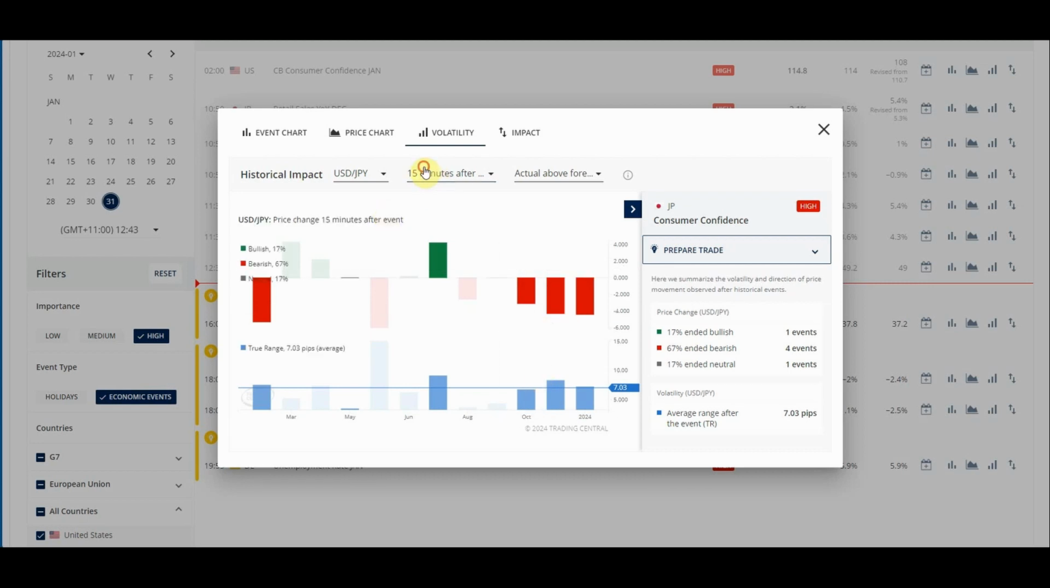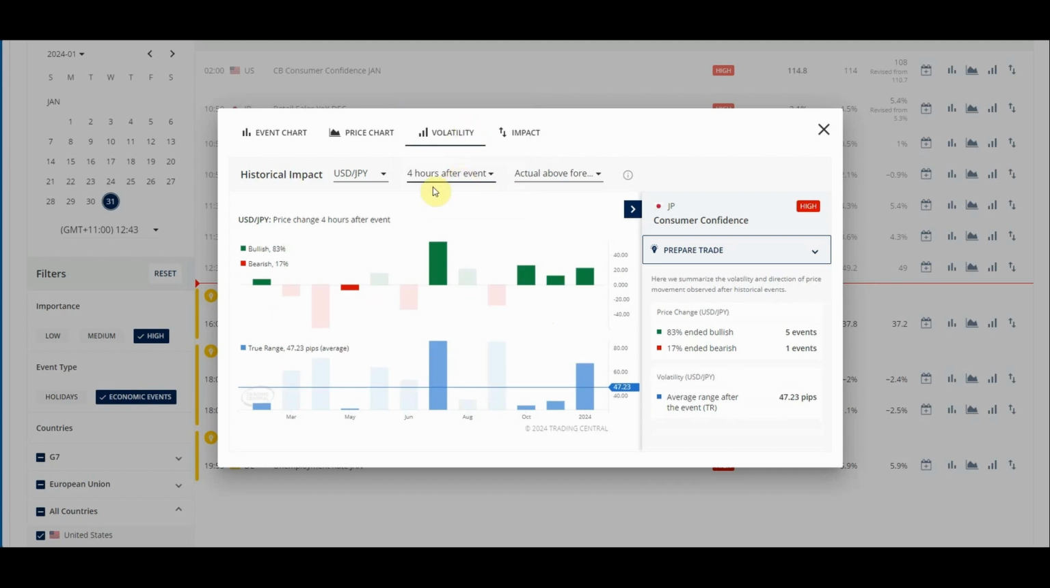Now, why are we looking for an opportunity to get long in this case? Based on the analysis purely, this is not trade advice or trade analysis in particular. It's just a general overview of the things I look for when I use this economic calendar. So from 15 minutes to now the 4 hours on the US dollar yen, the market went from down here to then up here. So that indicates a potential buying opportunity. We can also see actual above forecast after 4 hours on the US yen, 83% ended bullish.